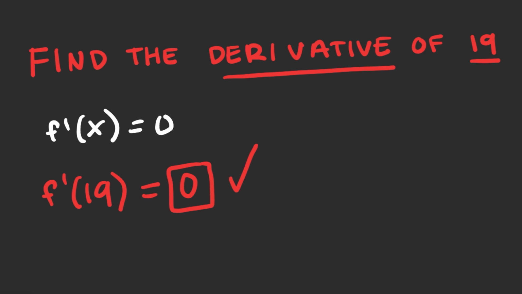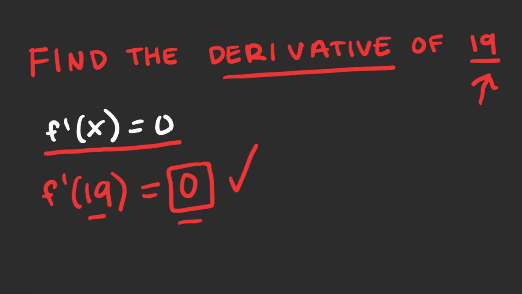You don't see a visible exponent, so we're just going to apply our formula, f prime of x equals 0. So f prime of 19 just equals 0. The answer will always be 0. If you have just a constant number like 19, 12, 7, 100, 1000, whatever the number is, there's no variable attached, there's no exponent attached, the derivative is just going to be 0.